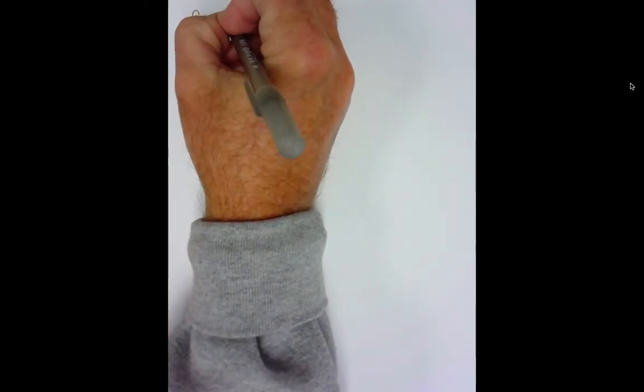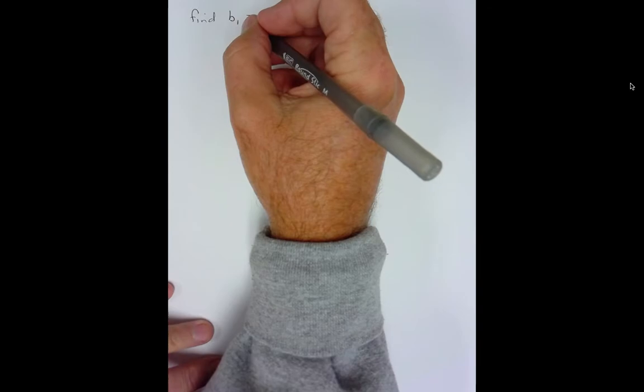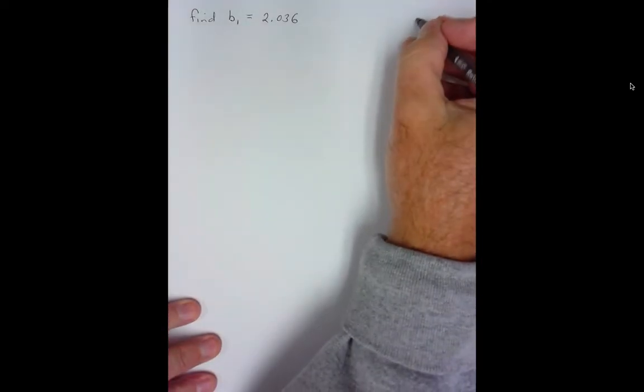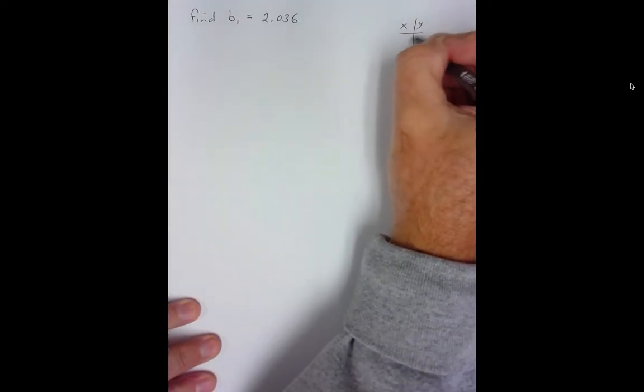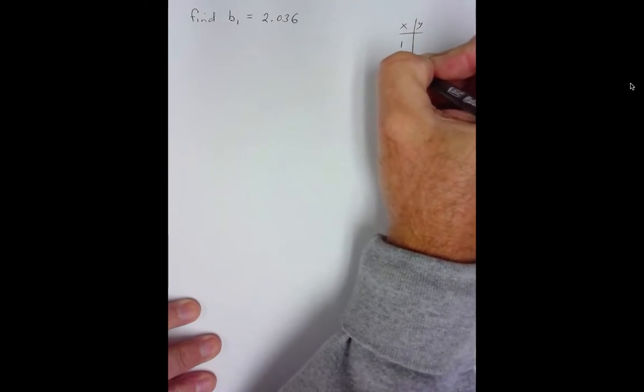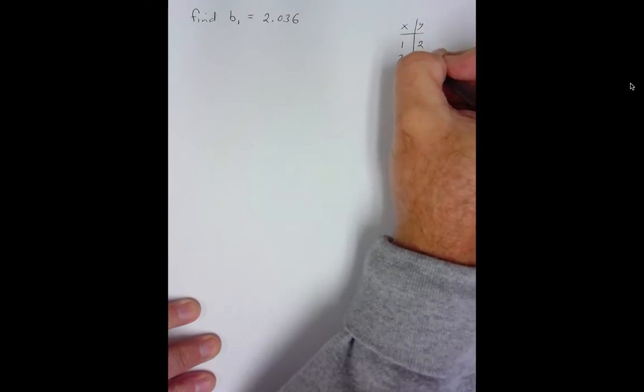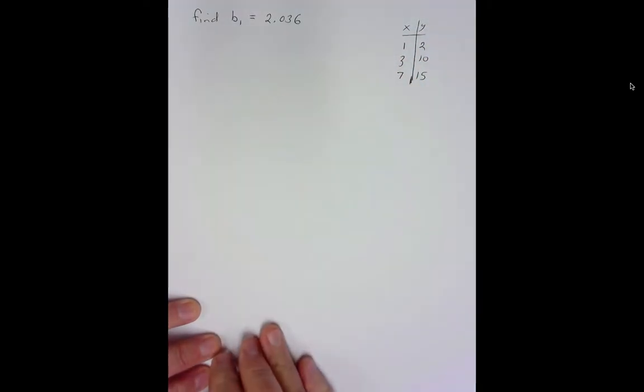So guys, our test statistic is going to be pretty easy to find. All we have to do is find B1, and we'll do that using StatCrunch. Well, guys, we've already done it. We already saw in previous examples the B1, and I'm using the data set 1, 3, 7, 2, 10, 15. And this was the slope that we found when we ran StatCrunch on that before.